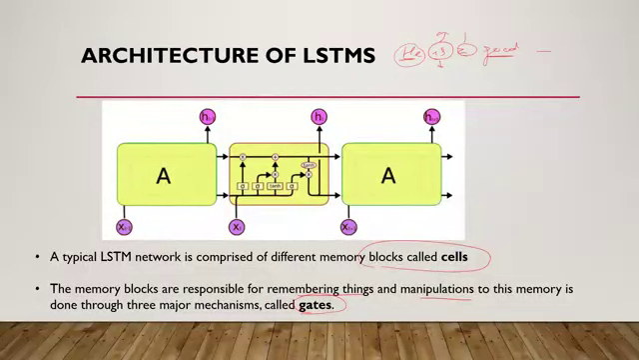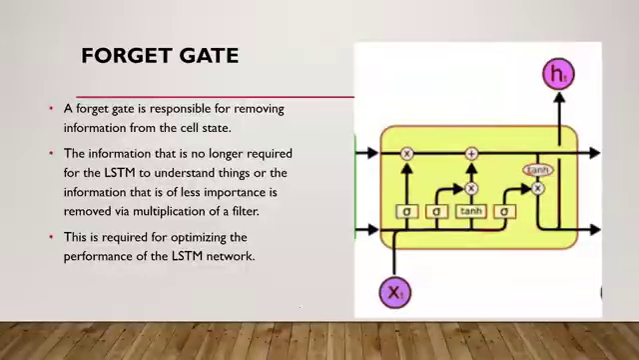You can think about gates like this: for example, water is stored in a water tank, and you have to supply that water to individual houses. What you will put there are gates, taps, which you turn on and the water will flow. If you close it, the water will not flow. Similarly, to control this kind of information in these blocks or memory blocks, there are multiple gates.